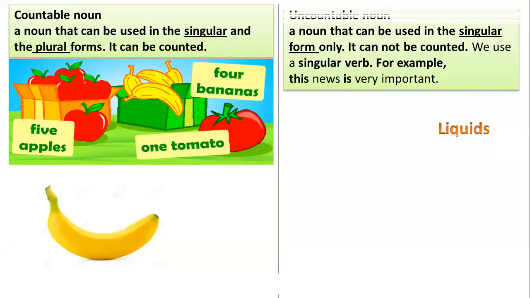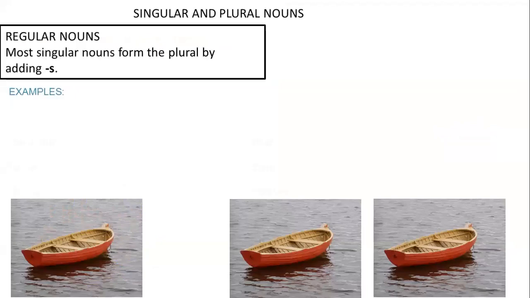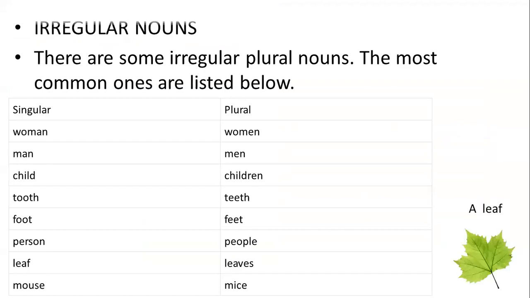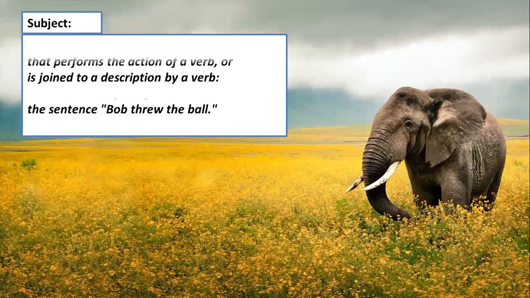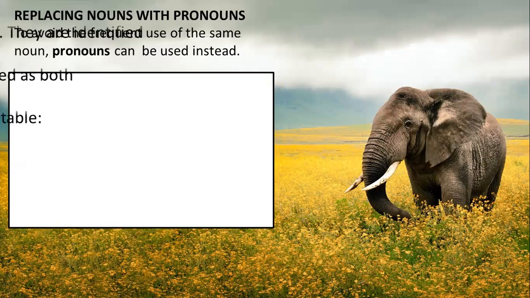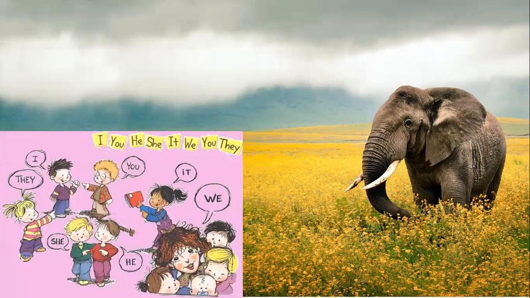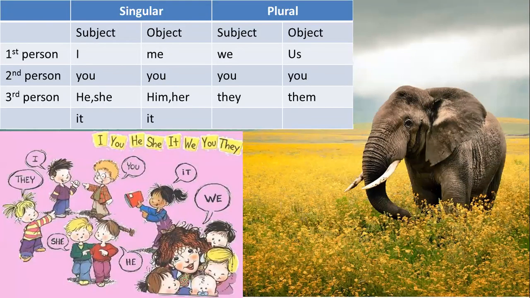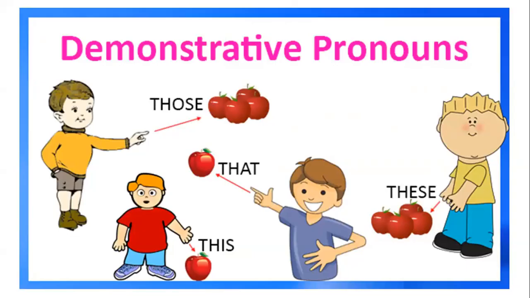Okay, we've taken all these grammar rules so far. What was the last grammar rule we took? I think the subject and object, and the pronouns. Yes, the last thing was pronouns. Today we're going to take demonstrative pronouns.